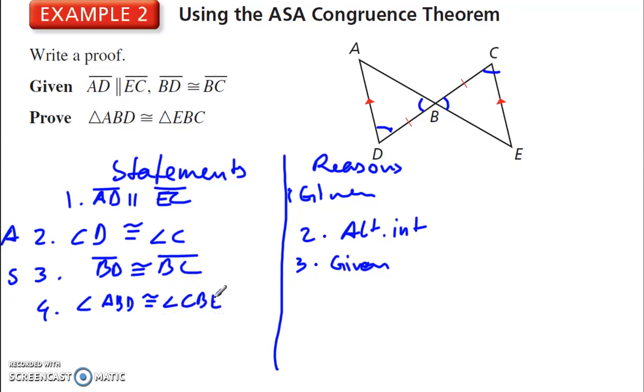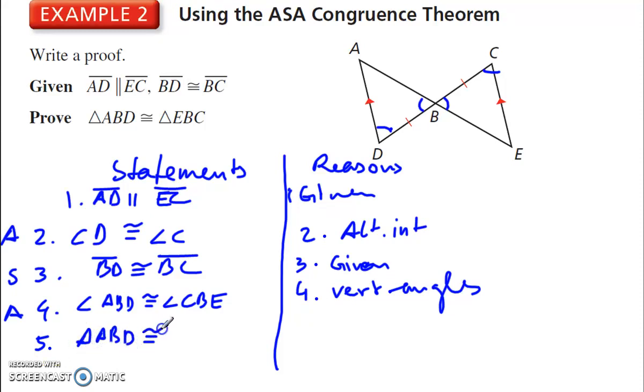Now in this case, it's not enough for me just to say angle B, because I don't know, do I mean this one over here, this one over here, on top or on bottom? So you have to be specific. Angle D, there's only one angle there. And 4, that is because of vertical angles. And therefore, we have another angle, so 5, they are congruent. Triangle ABD is congruent to triangle EBC because angle-side-angle. Boom. See? That's how easy a proof can be, just like that.